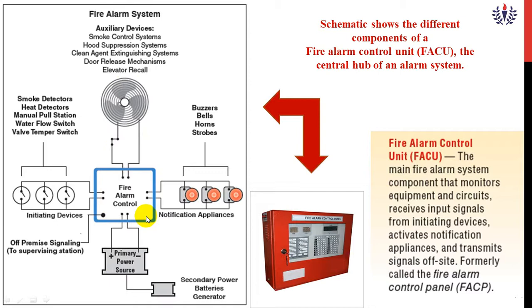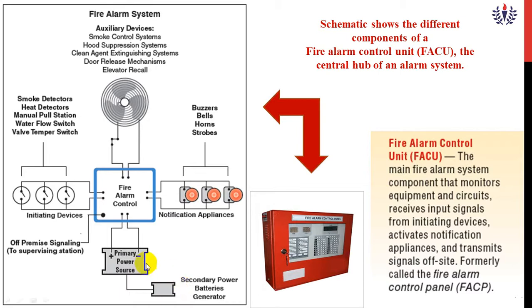As well, this FACU is operated by two types of power source. One is the primary power source, another is the secondary power source. The primary power source will be a DC supply only, and the secondary power source is also DC, but it will be a battery. It may be a lithium ion battery, alkaline battery, or lead acid battery, but nowadays most equipment follows lithium ion batteries, which is why the cost of the equipment is very high.